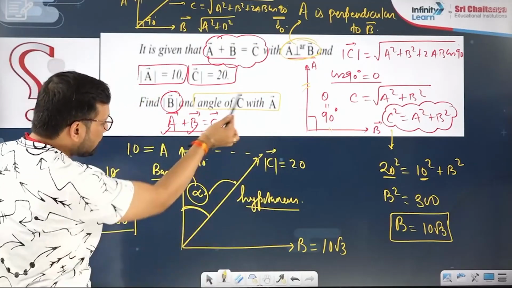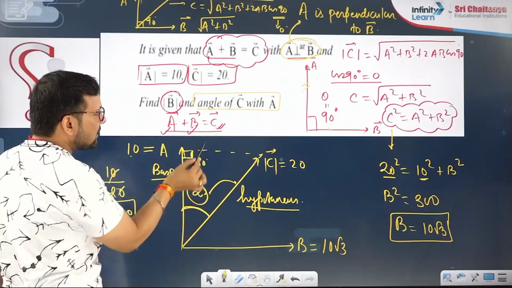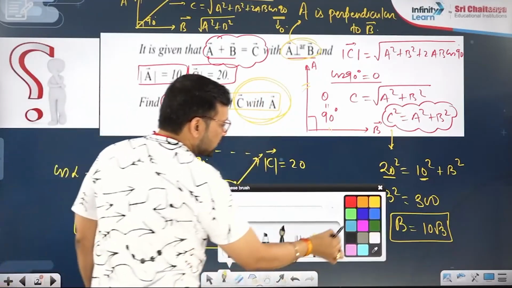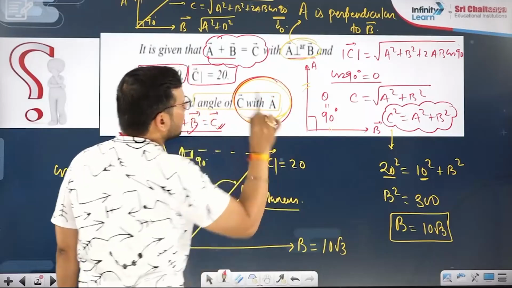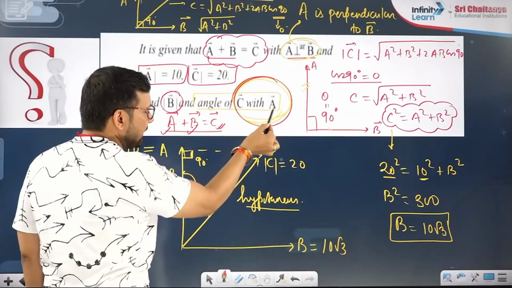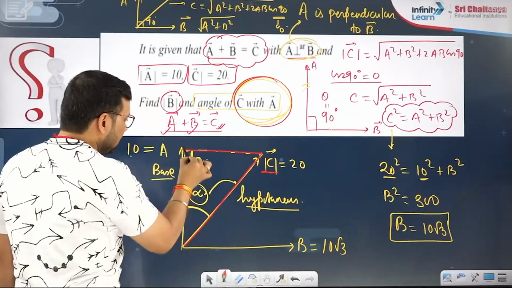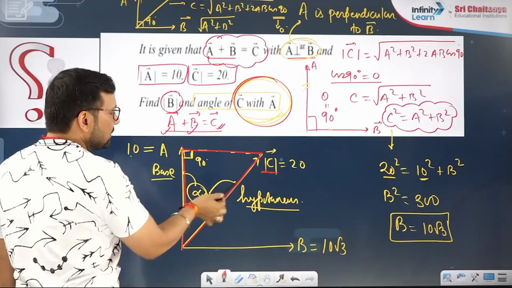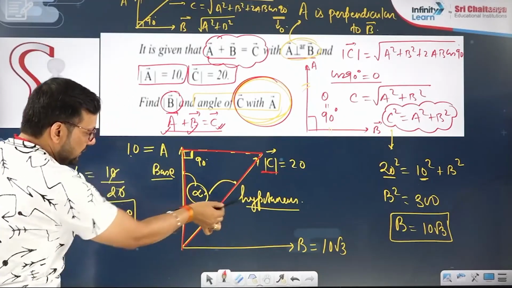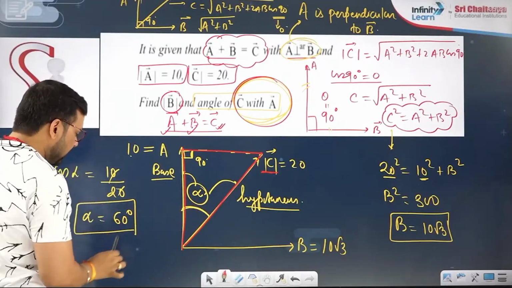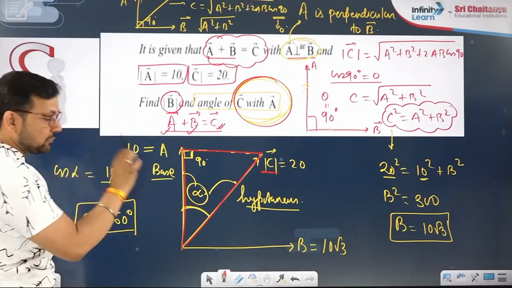Second diagram is the same as the first diagram. Just the question is asking angle between C and A. So when the question is asking us angle between C and A, this is C, this is A, and this is a right angle triangle. In this right angle triangle, C is hypotenuse. A is base, so base and hypotenuse are related in cos, so I have calculated this.